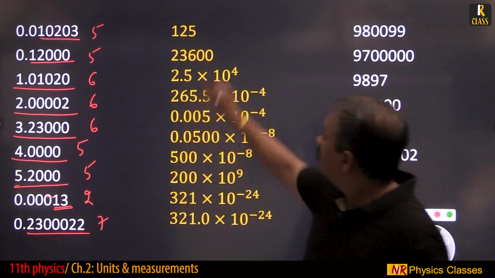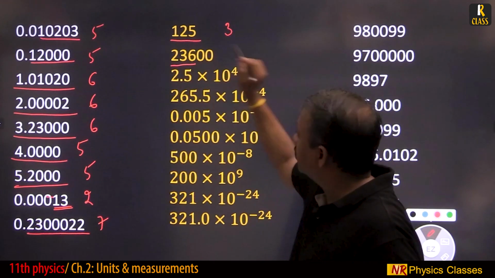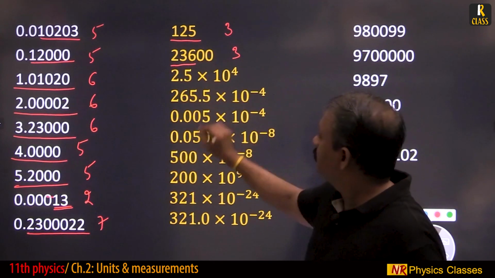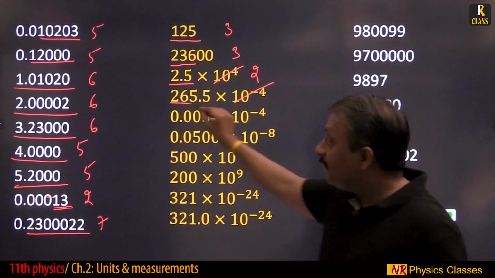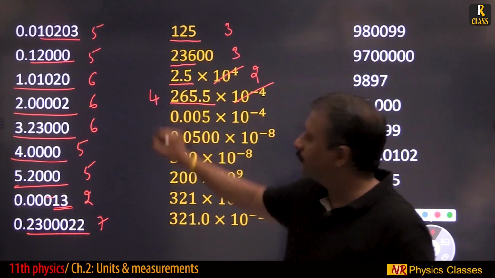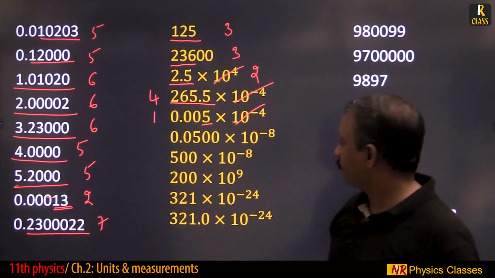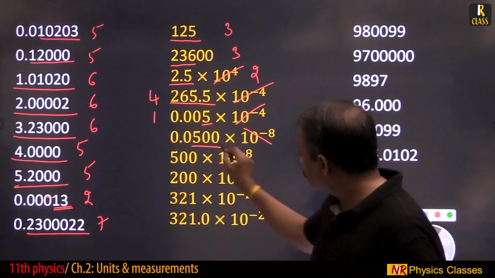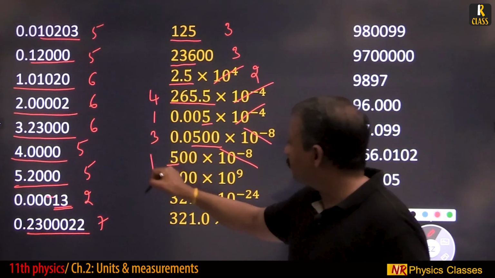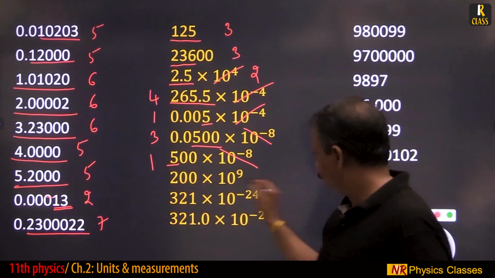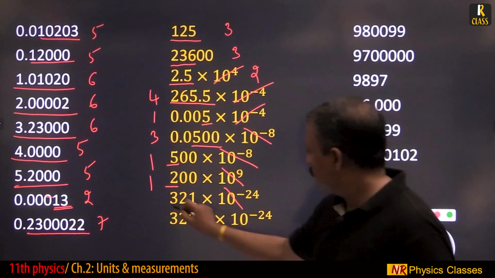Come to this. These are significant. 3. Only these 3 are significant. 3. Forget. These 2 are significant. Forget. These 4 are significant. Forget. Only this is significant. Forget. These 3 are significant. Forget. This one. Only 1. 3.